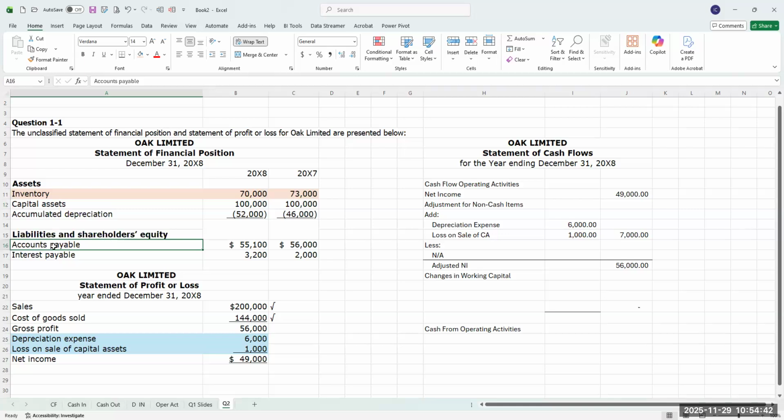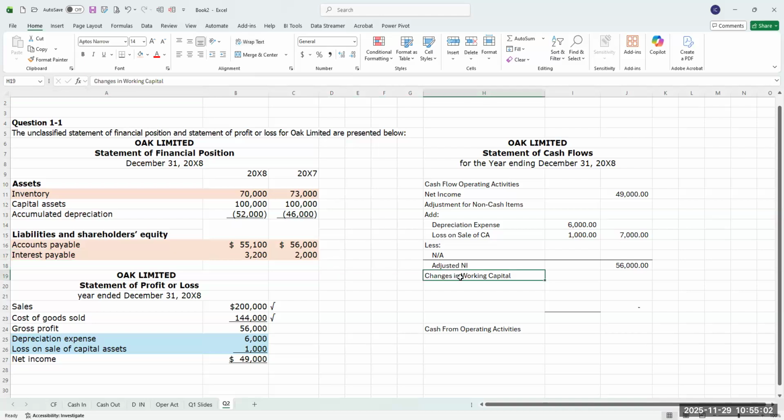On the liability side, first we have accounts payable, which is definitely a cash item. And then we have interest payable, which again is definitely a cash item, and also part of the current liabilities.